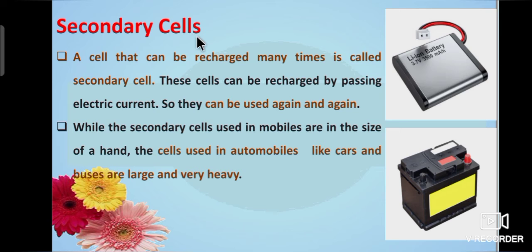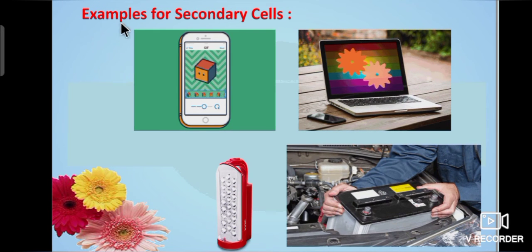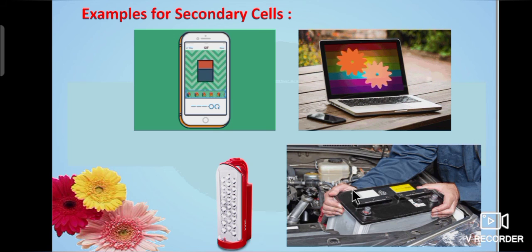Next, secondary cells. A cell that can be recharged many times is called a secondary cell. These cells can be recharged by passing electric current, so they can be used again and again. While the secondary cells used in mobiles are the size of a hand, the cells used in automobiles like cars and buses are large and very heavy. Let's see the examples for secondary cells. Secondary cells are used in mobile phones, laptops, emergency lamps and vehicles.